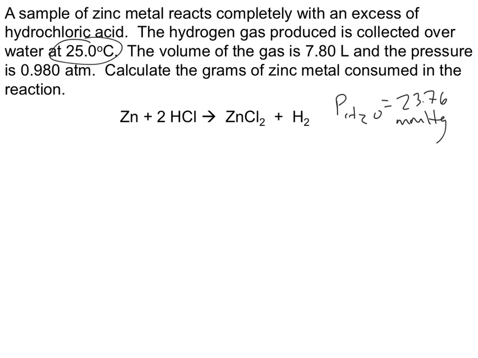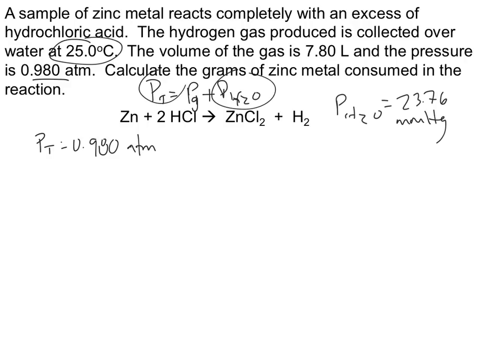So we know that the pressure of the gas in the container, that total pressure, is going to correspond to the value we have here. So P total is equal to 0.980 atm. Now, if we consider Dalton's Law of partial pressures for gases collected over water, this is what the equation looks like. We know this and we know this, so we can subsequently figure out the pressure of our gas.